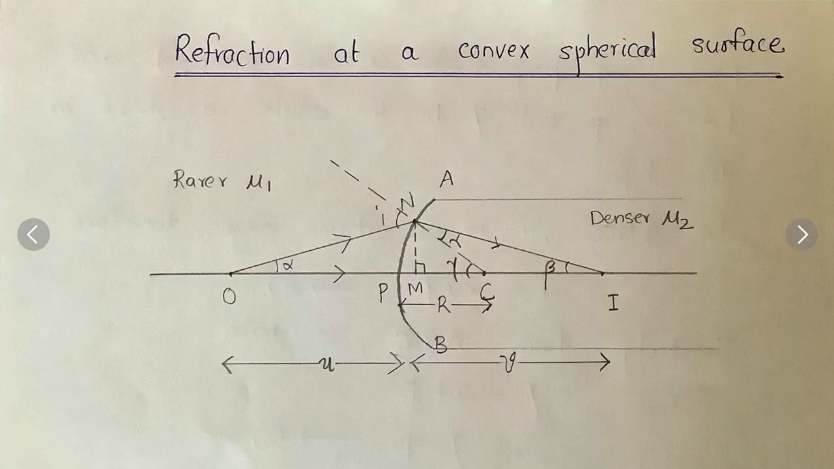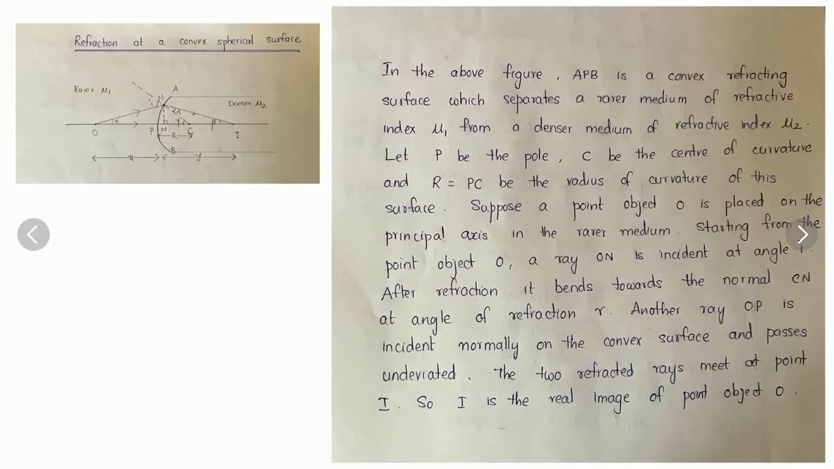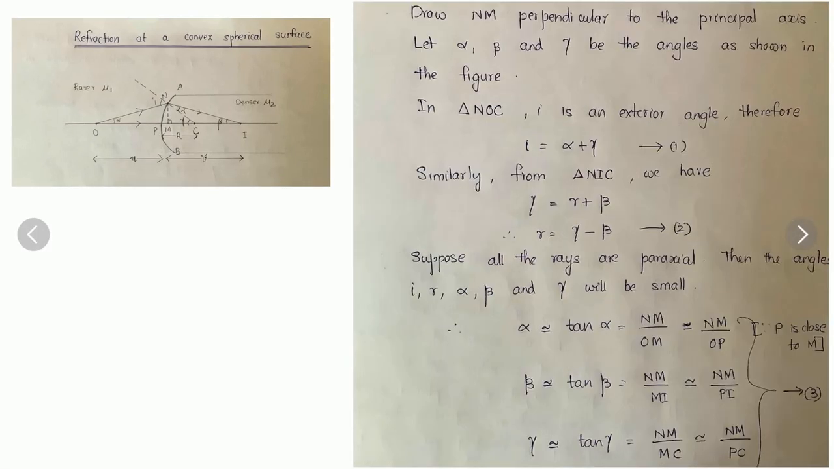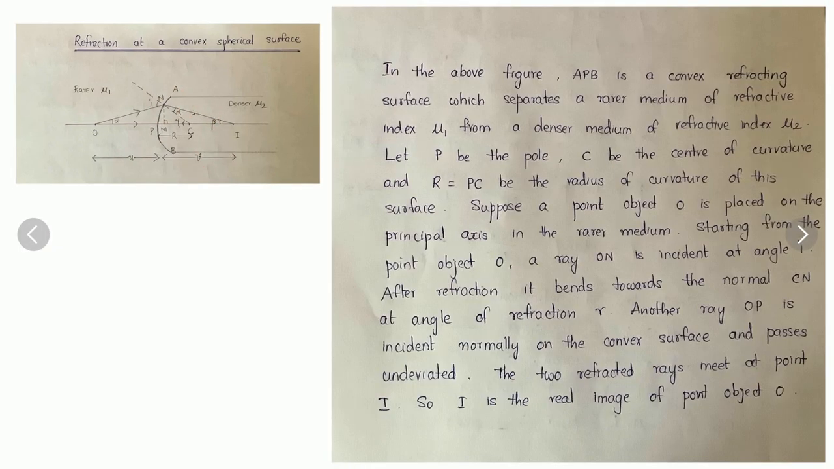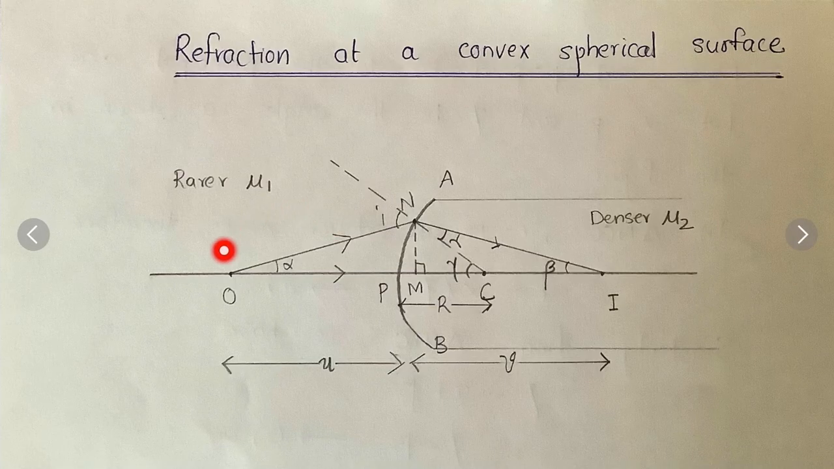I'll go back to the big picture. So here you can see NM is the normal, that is the perpendicular line which is drawn onto the principal axis. And then let us take some angles. Here is alpha, here is beta, and here is gamma. I'll go back and show you in the bigger picture. This is alpha, this is beta, and this is gamma.